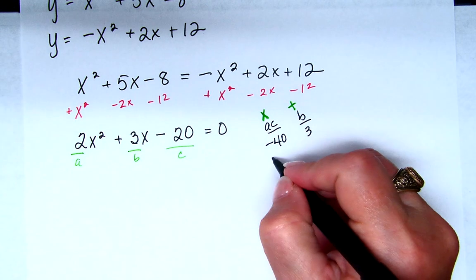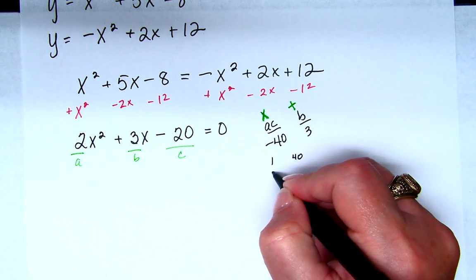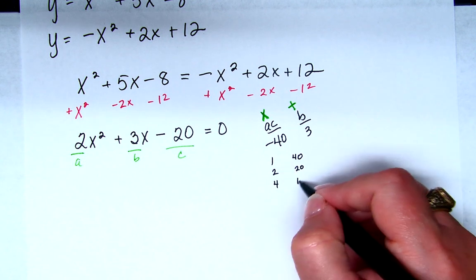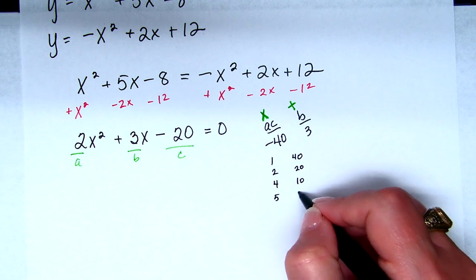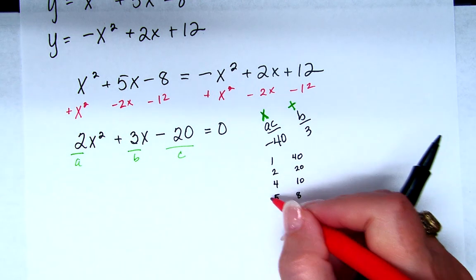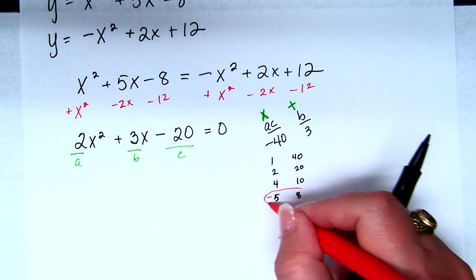Well, let's see. 1 and 40 multiply to be 40. 2 and 20. And 3 doesn't work. 4 and 10. 5 and 8. Oh, that one. What kind of 5 and what kind of 8? A negative 5 and a positive 8. Do you see how that works?